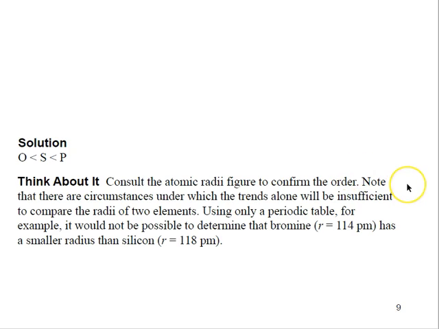Also, the trends aren't perfect, they're just general, so there are some circumstances in which the trends will not be sufficient. If you had, for example, to look at the periodic table for bromine and silicon, bromine's radius is 114, whereas silicon has a radius of 118. You wouldn't know that unless you just had to memorize or had to look at the chart. But for the most part, you could look at the general trend. And of course, if you're asked to look at a trend, hopefully the question would have that trend illustrated correctly.